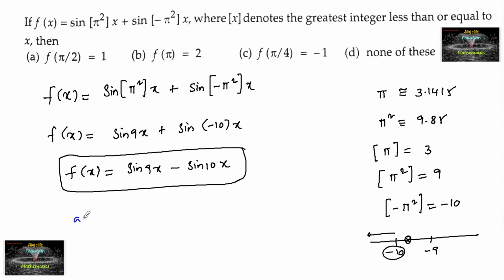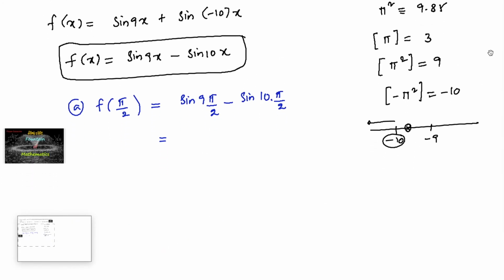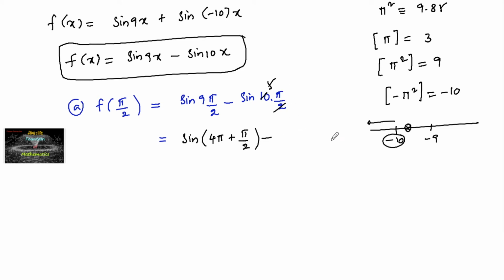Option A, f of pi by 2. So let us check whether it is 1 or not. F of pi by 2 is equal to sine 9 times pi by 2, it's an odd multiple of pi by 2, minus sine 10 times pi by 2. So we can write sine 9 times pi by 2 as 4 times pi plus pi by 2, and sine 10 times pi by 2 is sine 5 times pi, an integral multiple of pi.